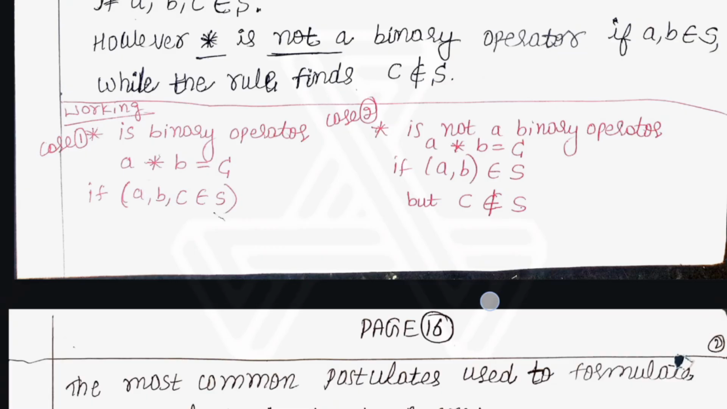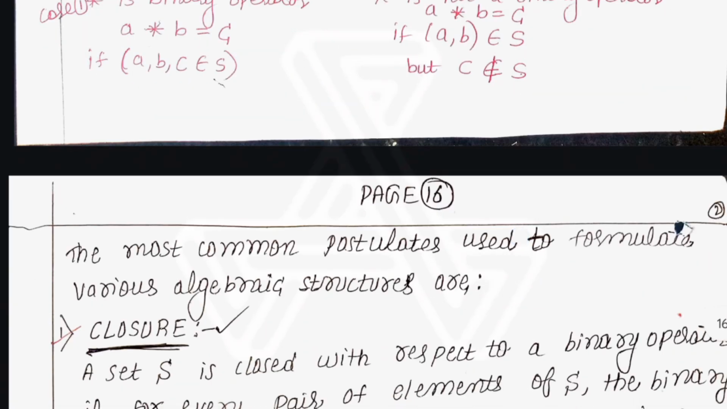However, star is not a binary operator if A, B belong to S, while the rule finds C that does not belong to S. Then star is a binary operator, A * B = C, if A, B, C belong to S. It is not a binary operator if A, B belong to S, but C doesn't belong to S.